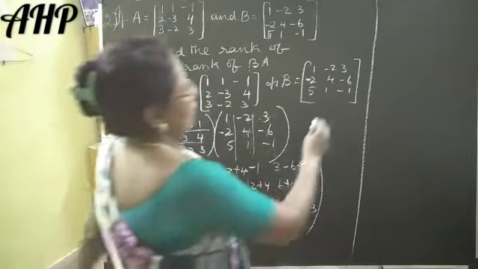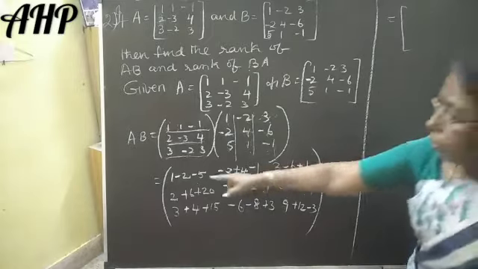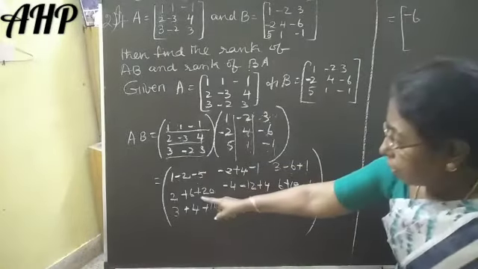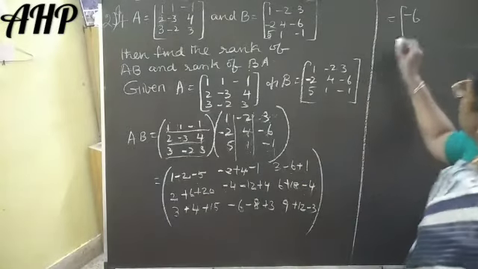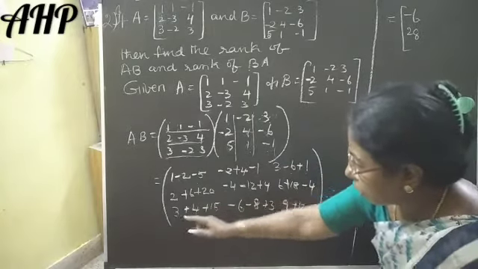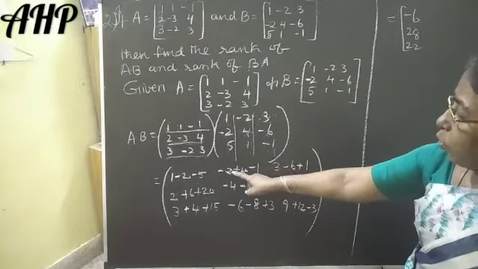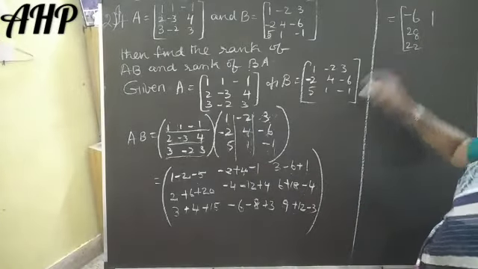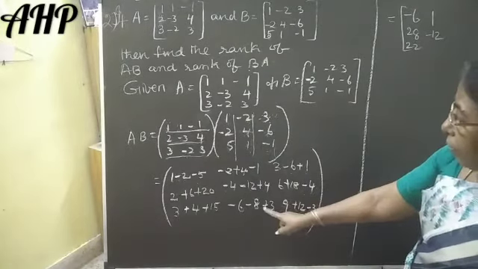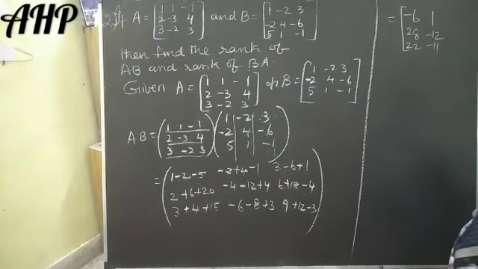So now this is equal to minus 7 plus 1, minus 6. Here 26 plus 2, 28. 15 plus 4, 19, 20, 22. Then second column, plus 4 minus 3 gives you 1. Plus 4 minus 4 gets cancelled, minus 12. Minus 5 minus 6 gives you minus 11.